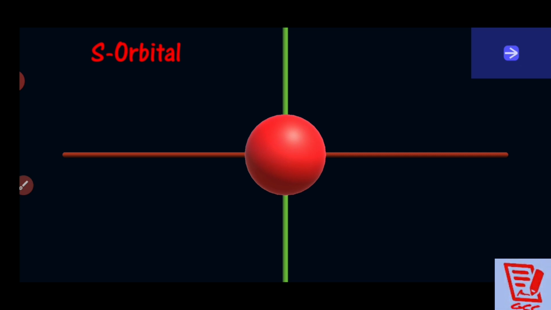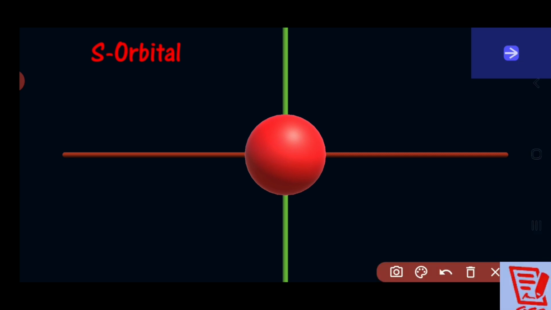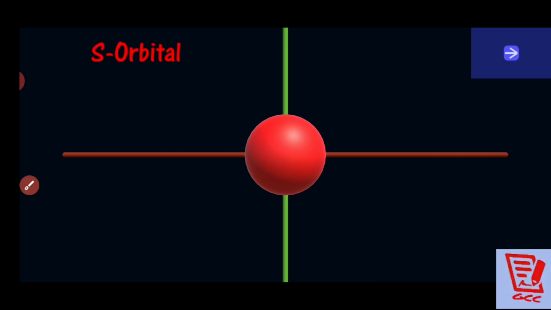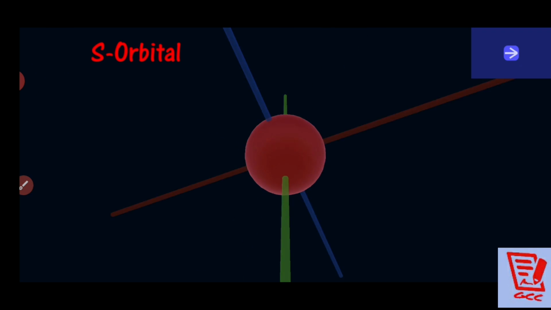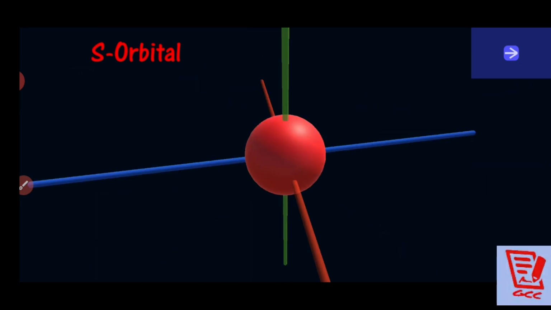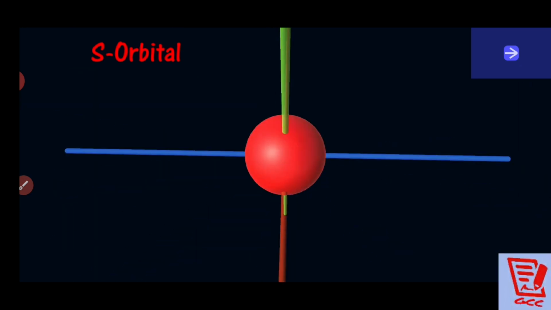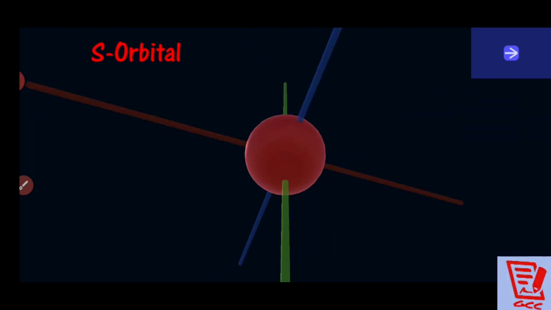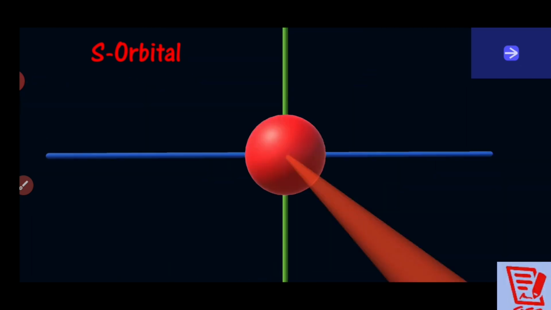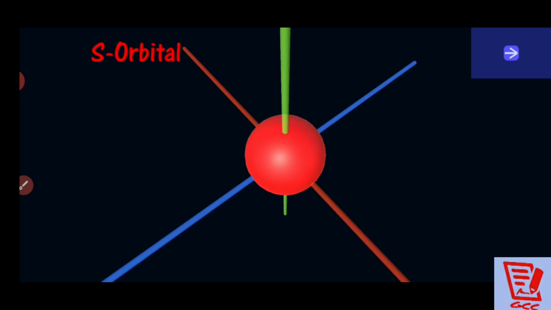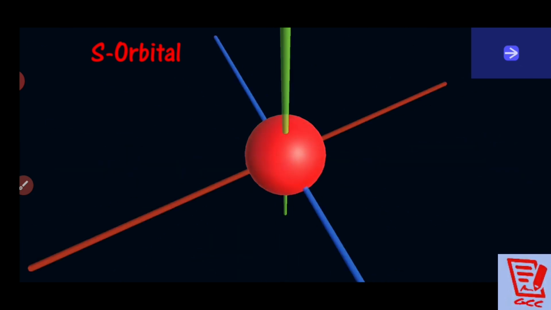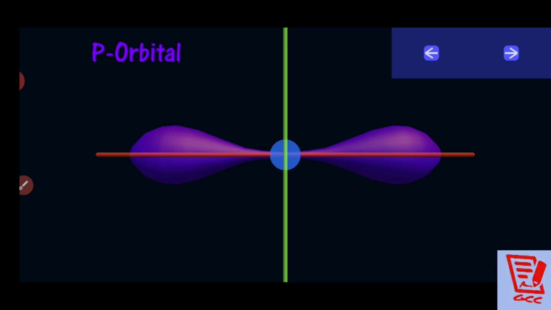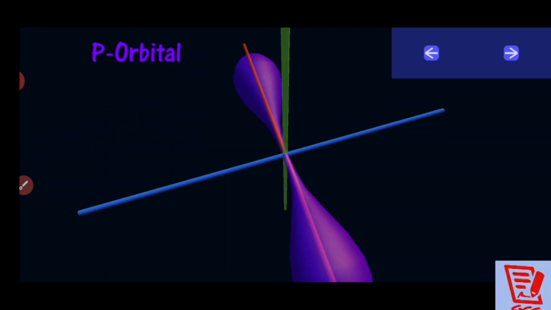First of all, I am going to show the s orbital. All of you please see. What is it? S orbital. It is a three-dimensional shape and it is rotating all around. That is why we usually say it has no particular direction. Is that clear? Okay.